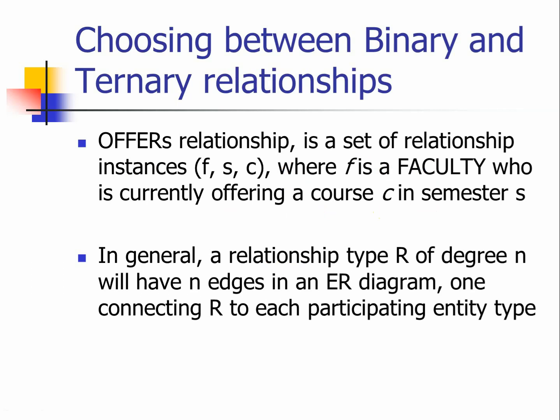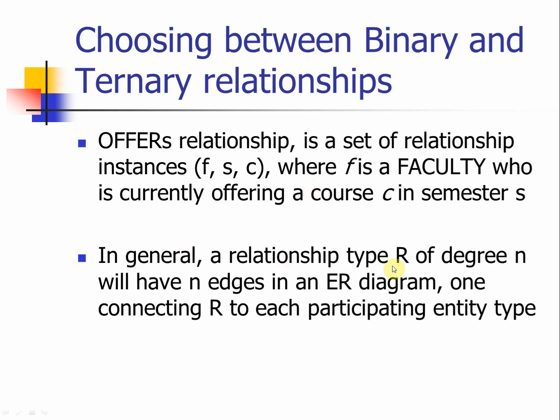The offers relationship is a set of relationship instances where F is the faculty who is currently offering a course C in semester S. So you can see that this is a combination of 3 things happening all together. For example, Dr. Chen is currently offering a database course, CSCI 330, in fall 2020. So you can see that those are the 3 things combined together and captured in this ternary relationship.